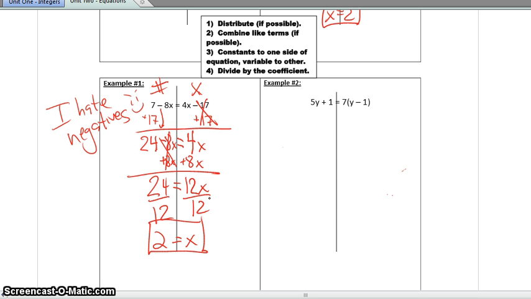Okay, example number 2. What do you think you need to do first? Think. Pause for a second. Good. If you said distribute, you're right. You also probably looked right up here at their little text box. So let's distribute first. Write carefully.